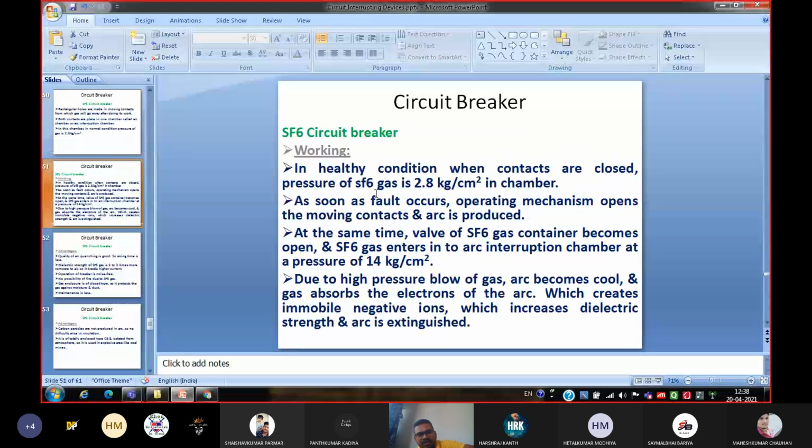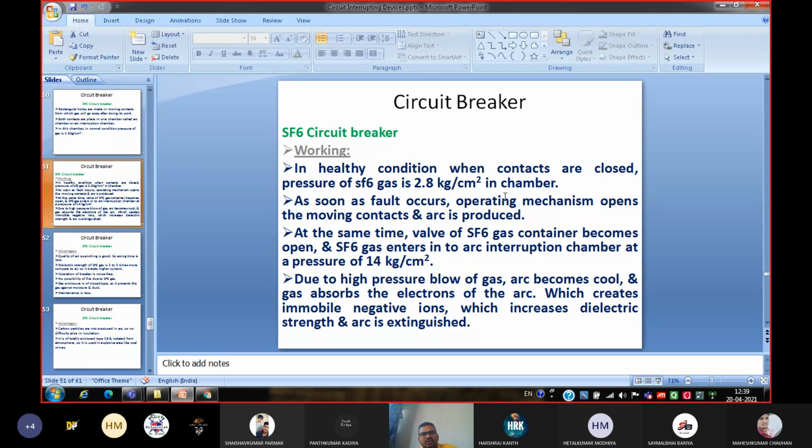Now, how does it work? In healthy or normal condition, when the contacts are closed, that is, the fixed contact is closed with the moving contact, at that time the pressure of SF6 gas in the gas chamber is 2.8 kg per centimeter square. So whatever pressure is there in the chamber, that is 2.8 kg per centimeter square in normal condition.